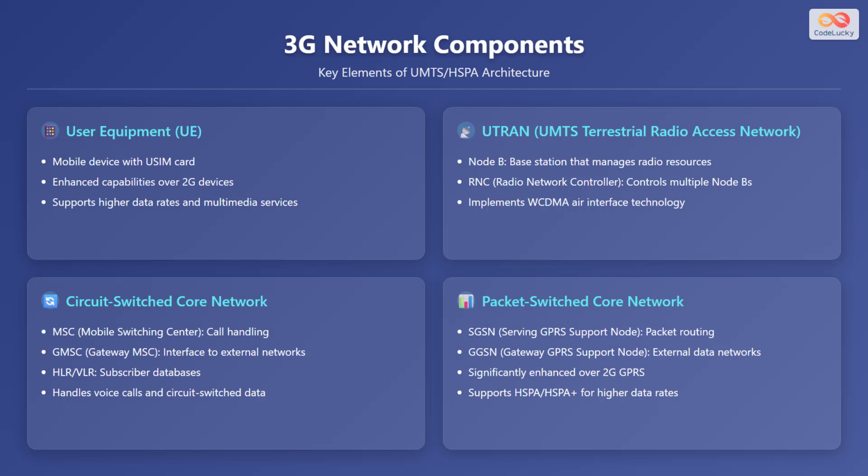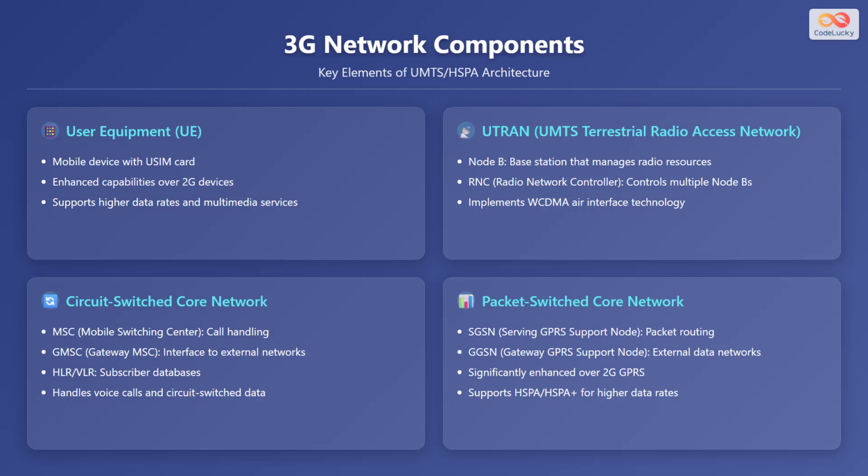Next is the UMTS Terrestrial Radio Access Network, or UTRAN, which includes the Node B, the base station that manages radio resources. It also includes the Radio Network Controller, or RNC, that controls multiple Node Bs. It implements WCDMA air interface technology. Then comes the Circuit Switch Core Network, which includes the MSC, or Mobile Switching Center, for call handling, the Gateway MSC, or GMSC, that serves as an interface to external networks, and HLR and VLR for subscriber databases. It handles voice calls and circuit switch data.